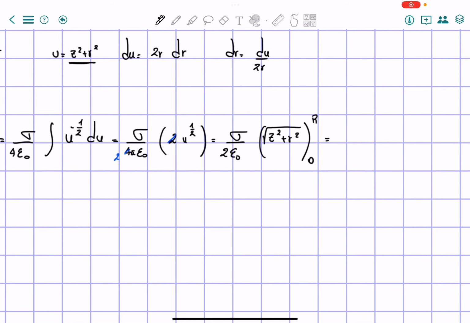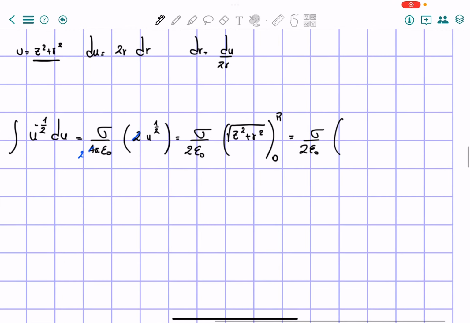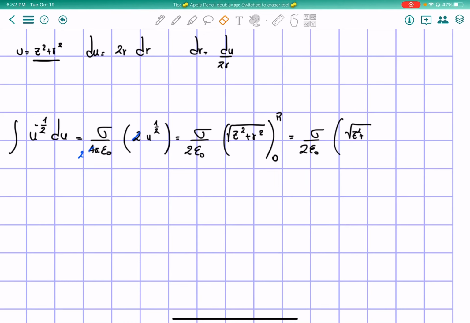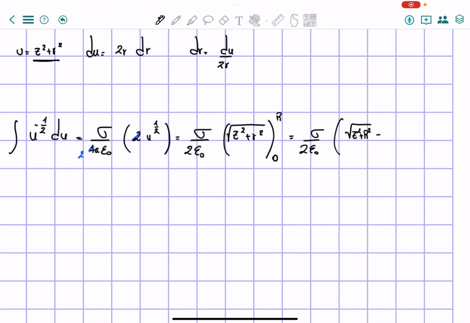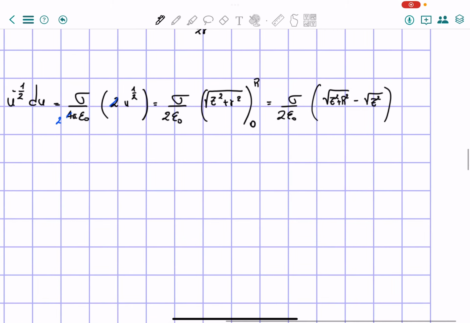So we have, of course, omega over 2 epsilon naught, and then the first term will be the square root of z squared plus capital R squared, minus the second term, z squared plus 0 squared, so simply the square root of z squared. So we then have omega over 2 epsilon naught times, like we did before, the square root of z squared plus R squared, minus z. And that is our final answer.